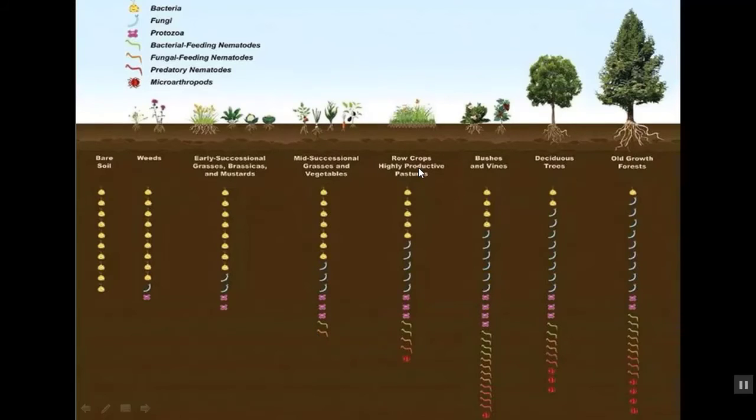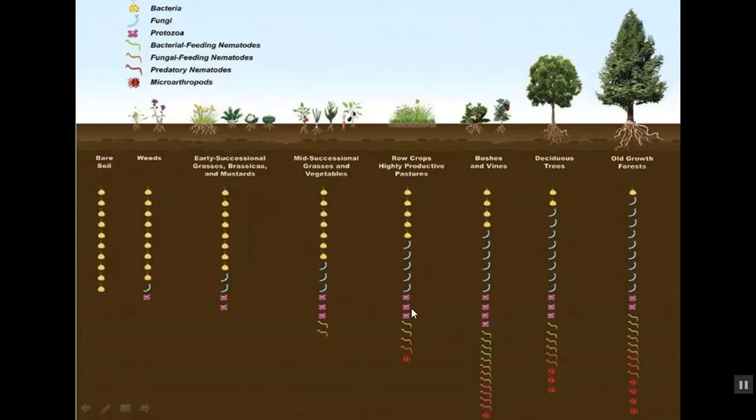I'm trying not to be confusing here, but as you can see, the bacterial population decreases, the fungal population increases, and then we get secondary, tertiary, and quaternary consumers along the way. So again, back to our field crops, our row crops, our grasslands that feed the herbivorous consuming animals that we care for as well. We're going to have equal numbers of fungi to bacteria.